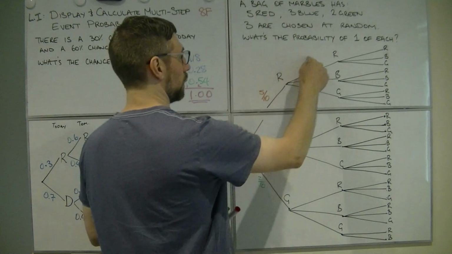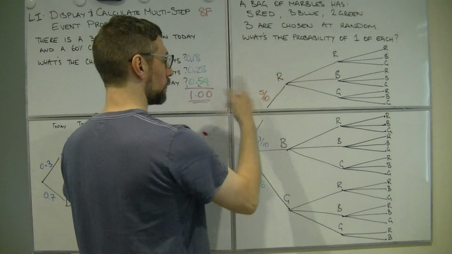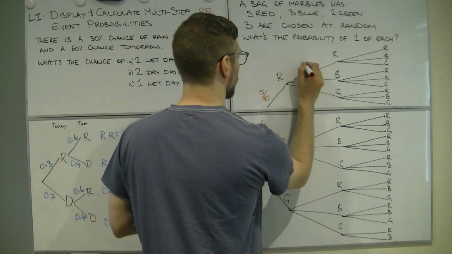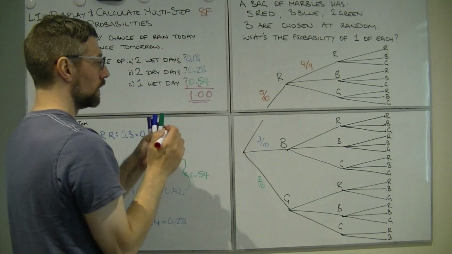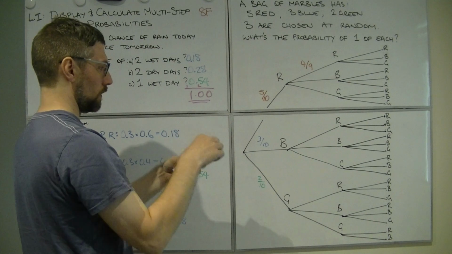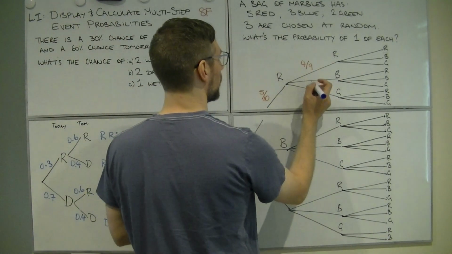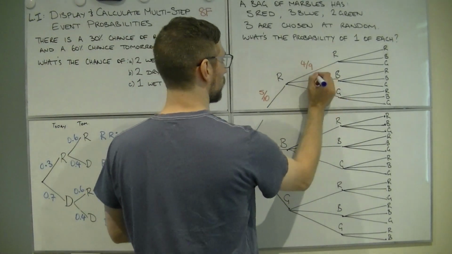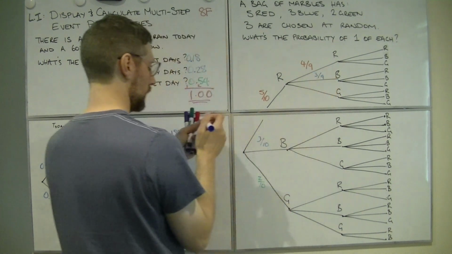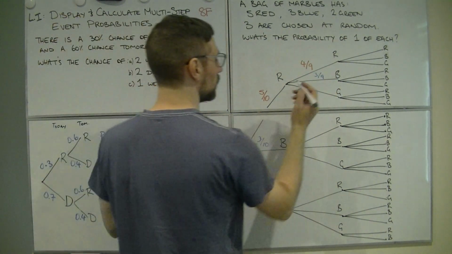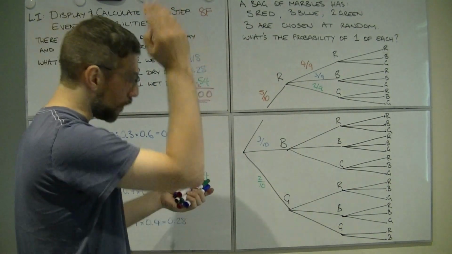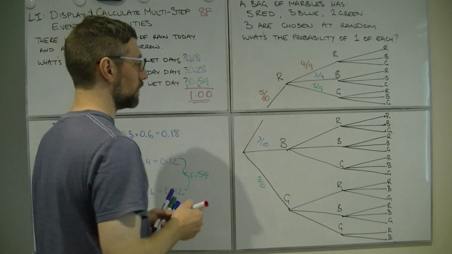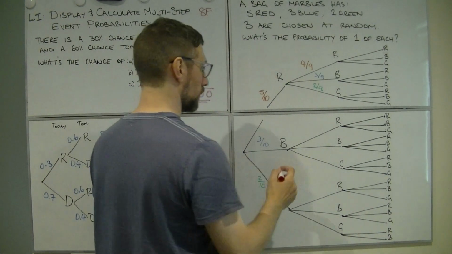Okay, what if I had red, then another red? Alright, well, one's already gone, so there's only 4 left. So that's 4 out of 9, because one of them's already gone. Cool, okay. Blue, similar story. I've got 3 out of 9 left. And green, 2 out of 9. Beautiful. Now we can go through filling all these out, which will take absolutely forever.